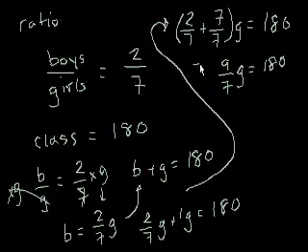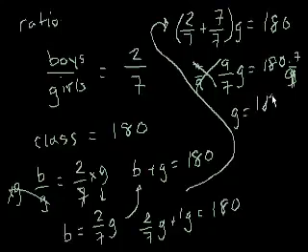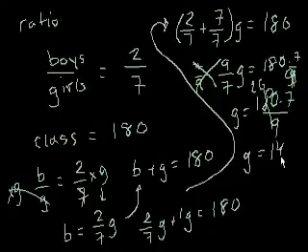And then we just multiply both sides times the reciprocal, times 7 over 9. Whoops, that's not a g, that's a 9. Once again, intentional device to confuse you. These cancel out, and you get g equals 180 times 7 over 9. Well, 180 divided by 9 is just 20, right? So g is equal to 140.